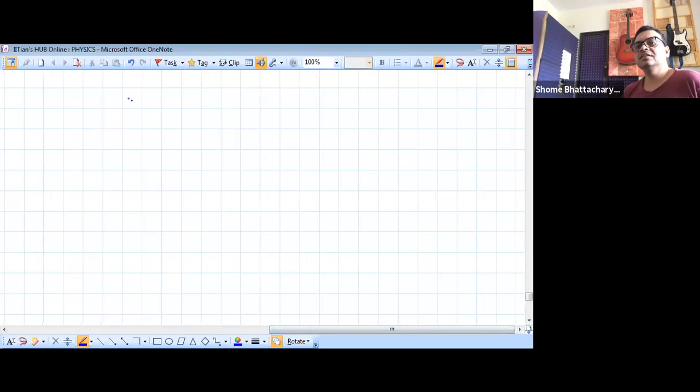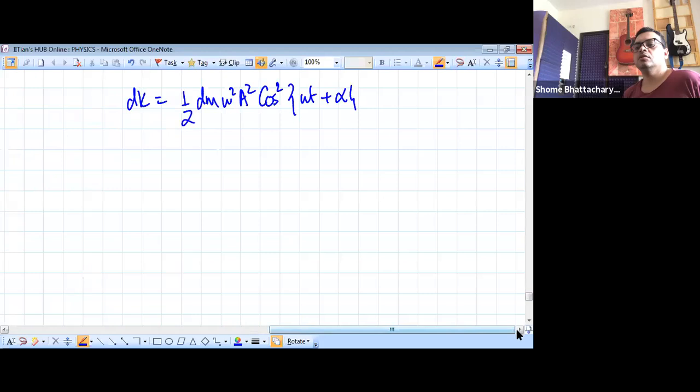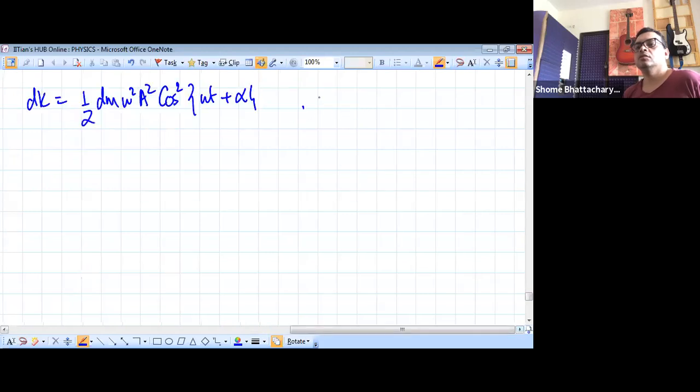The instantaneous kinetic energy of that particle is half dm into omega square e square cos square of omega t plus some constant, I can say, because we are talking about a particle, so that omega t plus or minus kx plus phi, this thing for that particle is a fixed quantity.